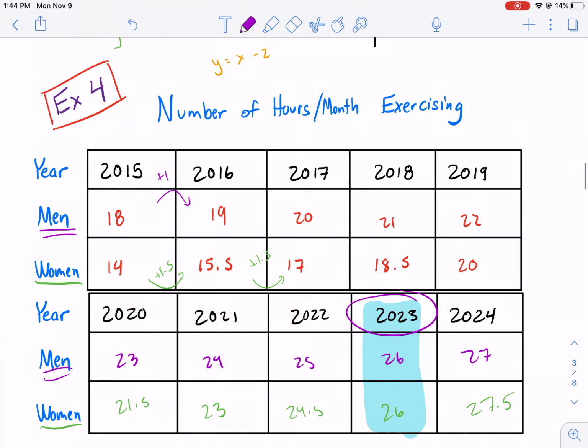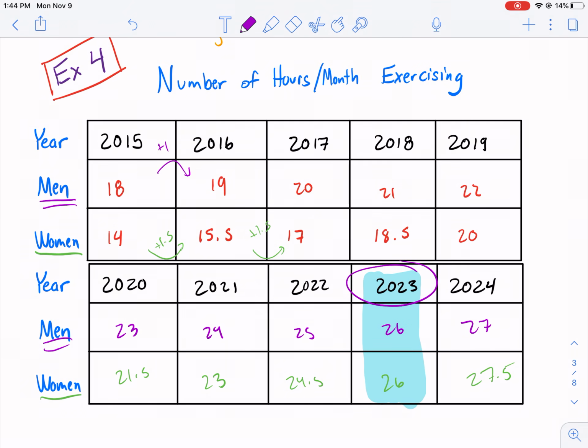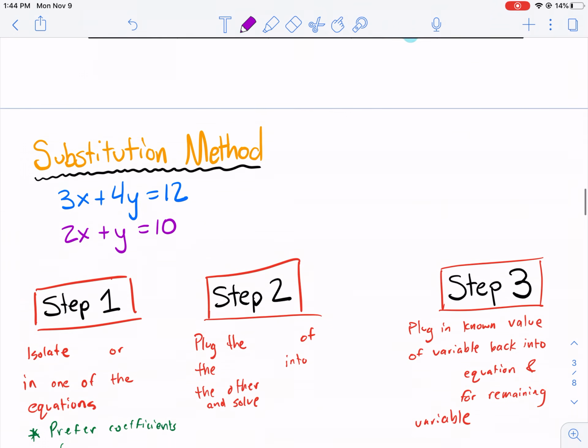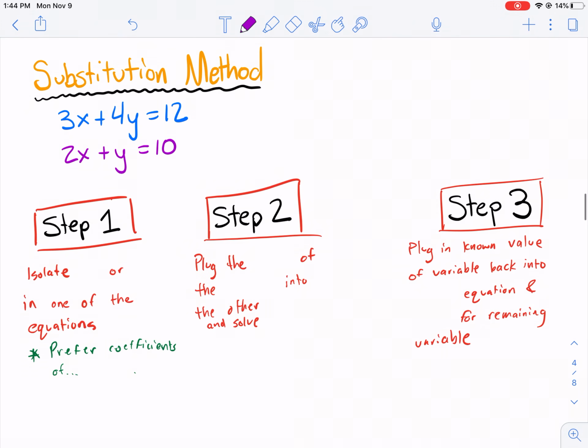That is all we have for systems by graphing. Hopefully you learned something about the vocabulary, and stay tuned when we talk about the substitution method.